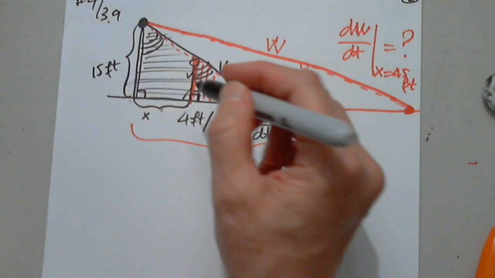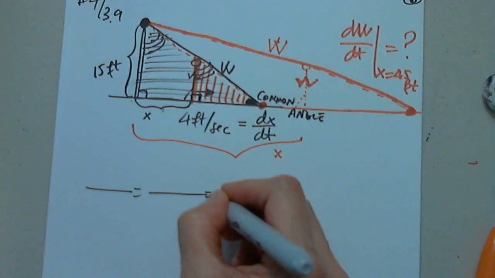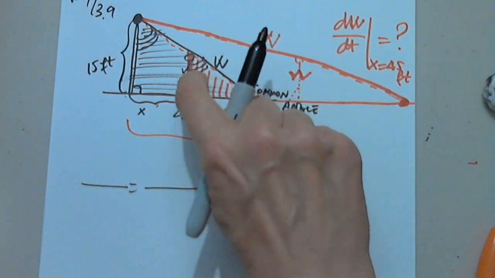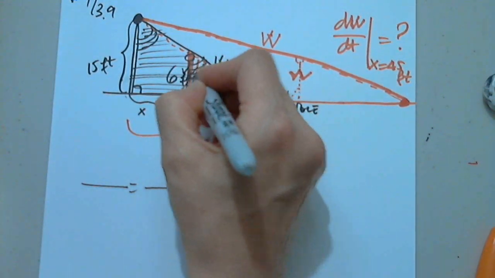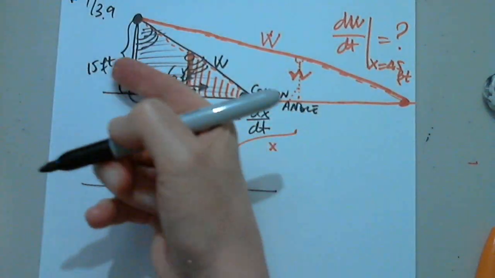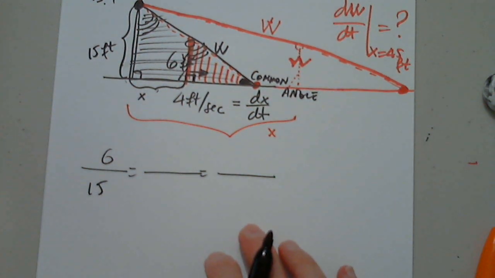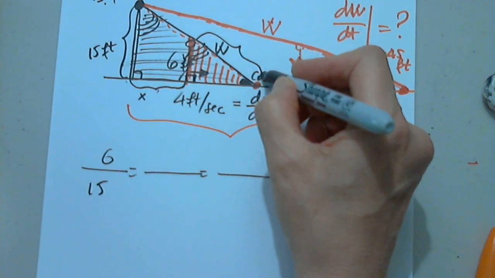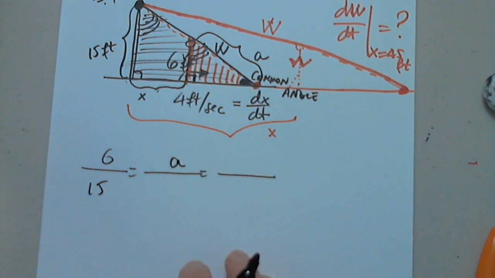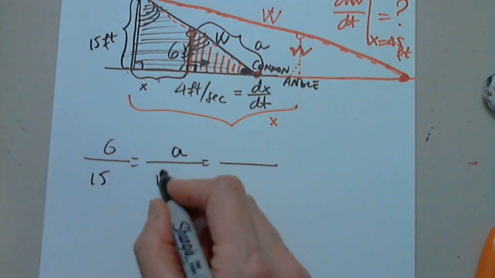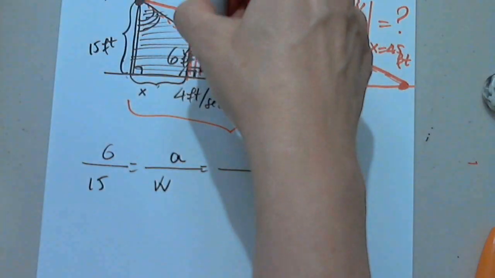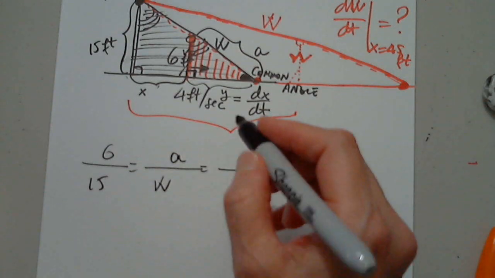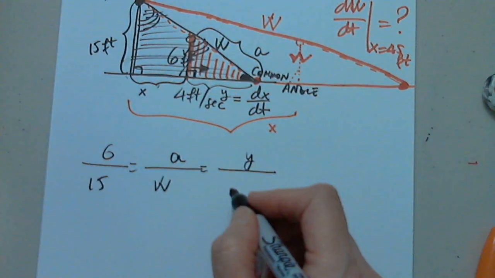So, again, proportions with their sides. I start with a common angle. The opposite is 6. He's 6 feet tall. The opposite is 15. The opposite, I don't have. I'm going to call it A. The opposite is W. The opposite, I don't have it, is Y. And the opposite is X plus Y.